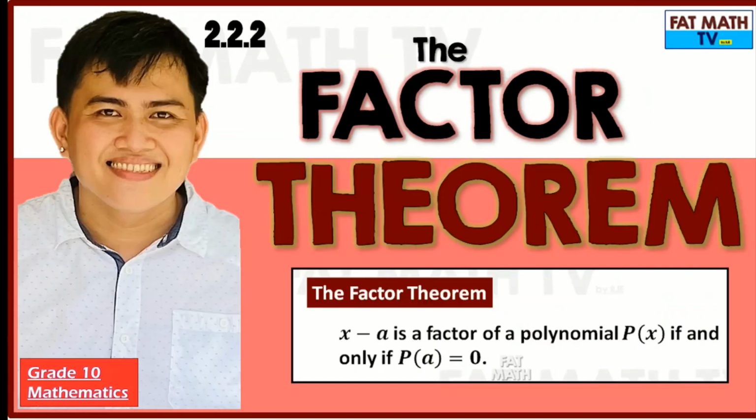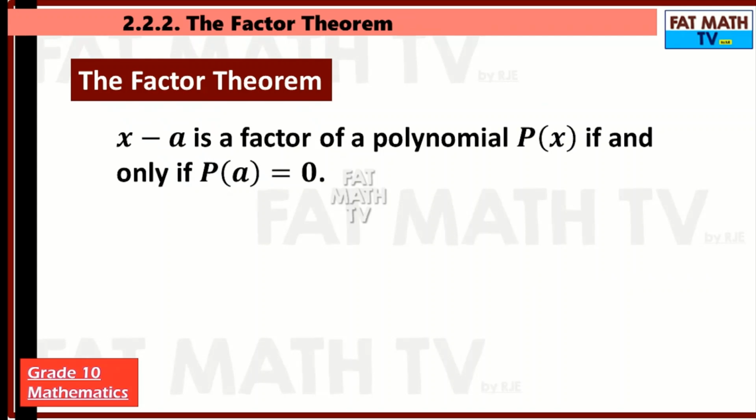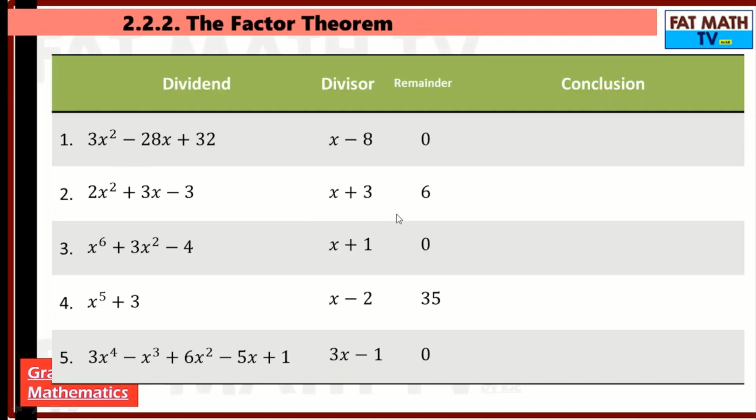What does the factor theorem say? The factor theorem says that x minus a is a factor of a polynomial p of x if and only if p of a is equal to 0. Meaning to say, x minus a is a factor if the remainder is 0, or the other way around. If the remainder is 0 when p of x is divided by x minus a, then x minus a is a factor of p of x. So that is an if and only if statement. If p, then q, and if q, then p. So that is in logic.